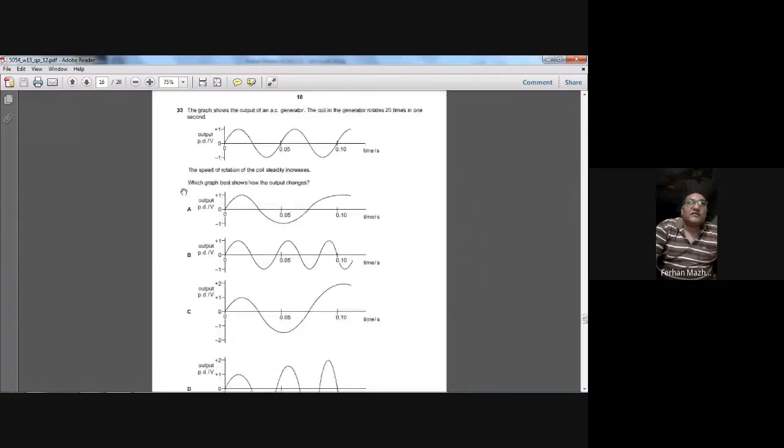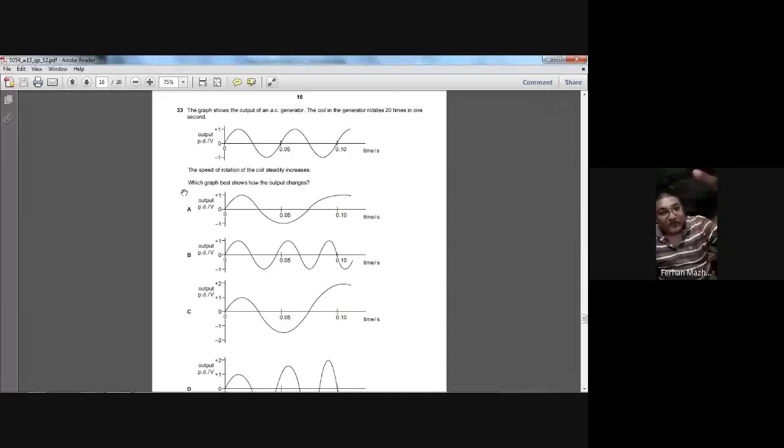Okay, again on your screen, question number 33 is on your screen. The diagram shows the output of an AC generator. The coil in the generator rotates 20 times in 1 second. The speed of rotation of the coil steadily increases. Which graph best shows how the output changes? If you gradually increase the speed of the generator, the voltage will increase and the frequency of the EMF generated will increase.